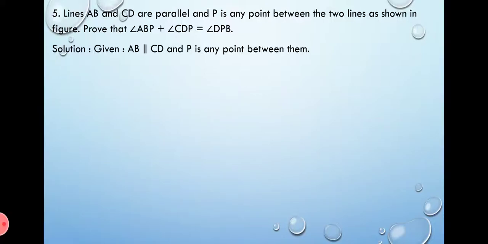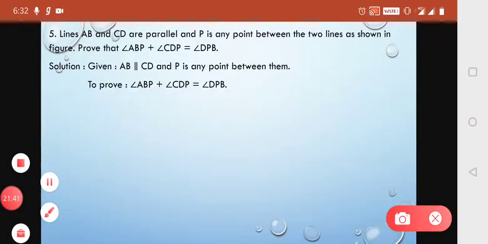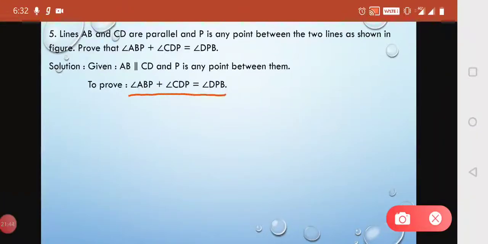Now for the solution, as this is a question where we have to prove, wherever we have to prove a question, we write given, to prove and proof. So first, given. Looking at the statement, it is given that AB is parallel to CD and P is any point between them. To prove, we have to prove that angle ABP plus angle CDP is equal to angle DPB.